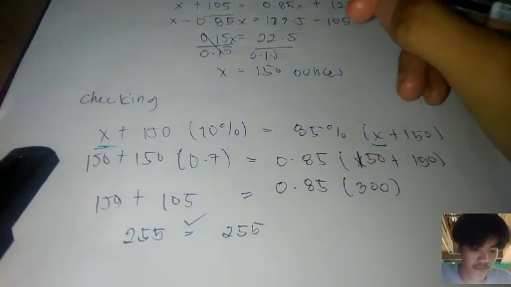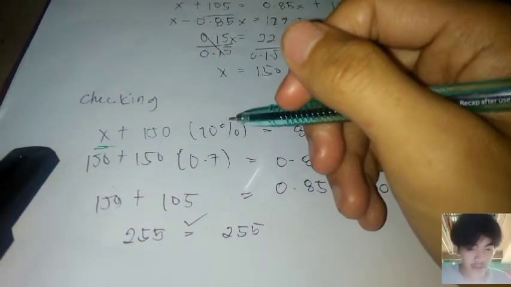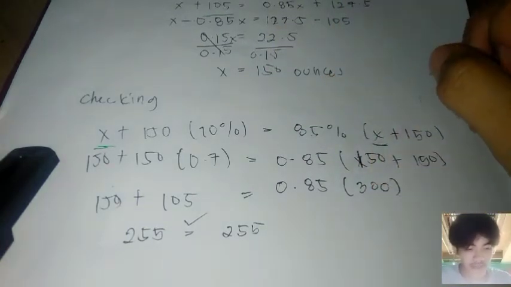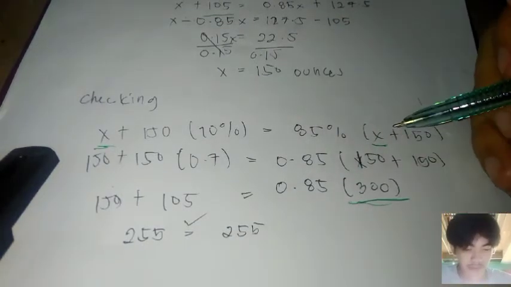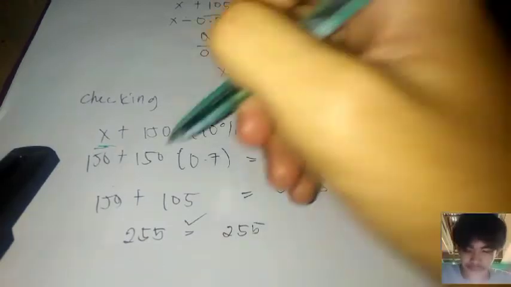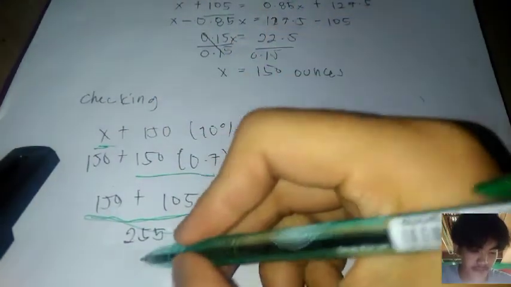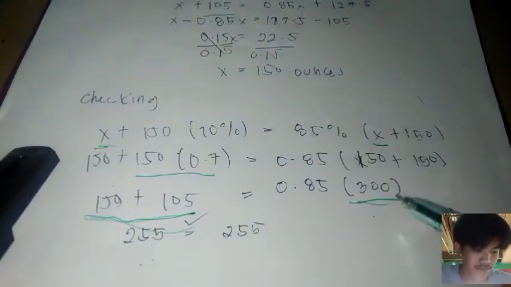After we get the x, which is 150 ounces, we need to change the x here and here into 150. So we have 150 plus 150 quantity of 0.7, equals 0.85 quantity of 150 plus 150. Let's add the 150, so we have 300. After that, we multiply the 150 to 0.7, so we have 105. And let's solve this one, so we have 255, and then let's multiply the 0.85 to 300, so we have 255. So the answer is 255.